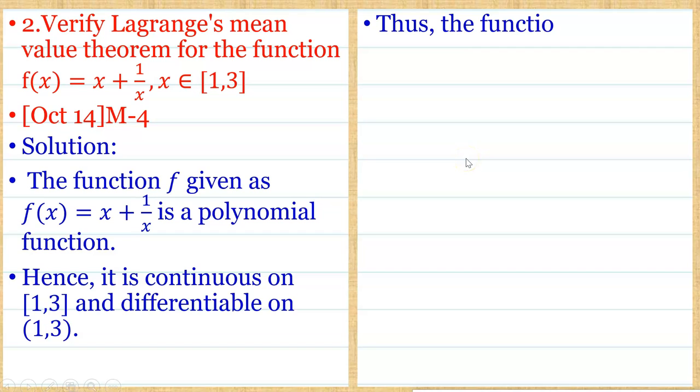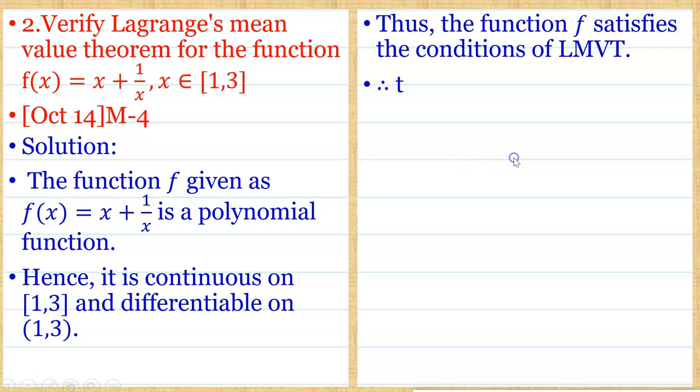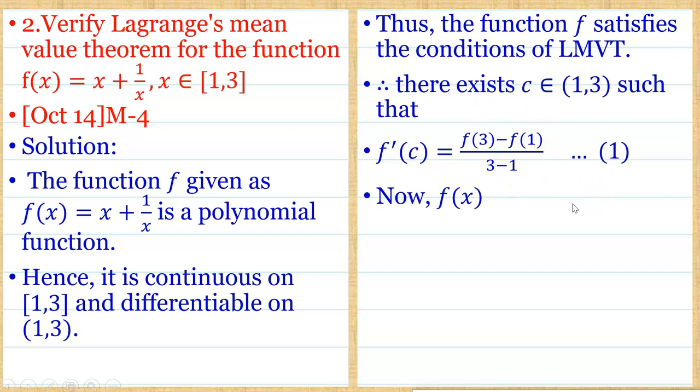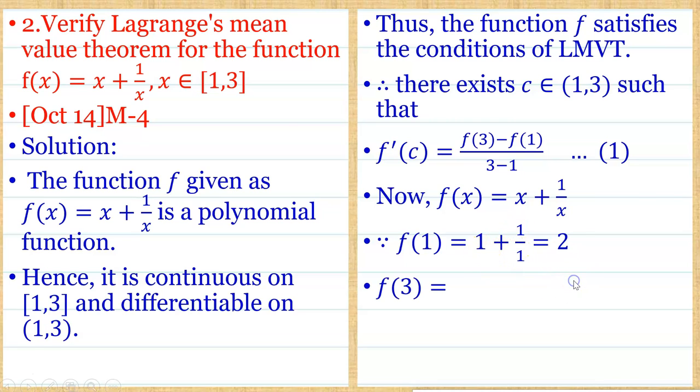Okay, thus the function f satisfies the conditions of LMVT. There exists c belongs to open interval (1, 3) such that f dash of c is equals to f of 3 minus f of 1 upon 3 minus 1. This is number 1. Now f of x is equals to x plus 1 upon x. f of 1 is equals to 1 plus 1 upon 1, that is 1 plus 1 is 2. f of 3 is 3 plus 1 by 3.